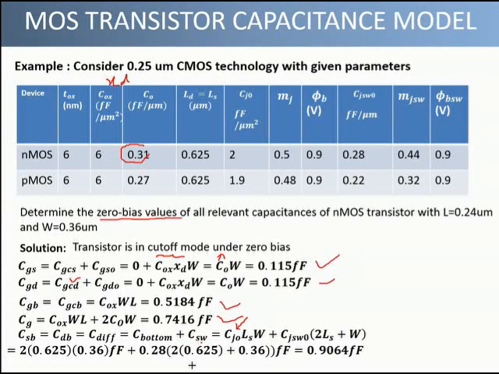Similarly, the total capacitance of the side wall is equal to the side wall junction capacitance per unit perimeter under 0 bias condition, which is given in this table, multiplied by the perimeter of the transistor. So putting all the parameters from here, we can obtain both the source to body and drain to body capacitances.